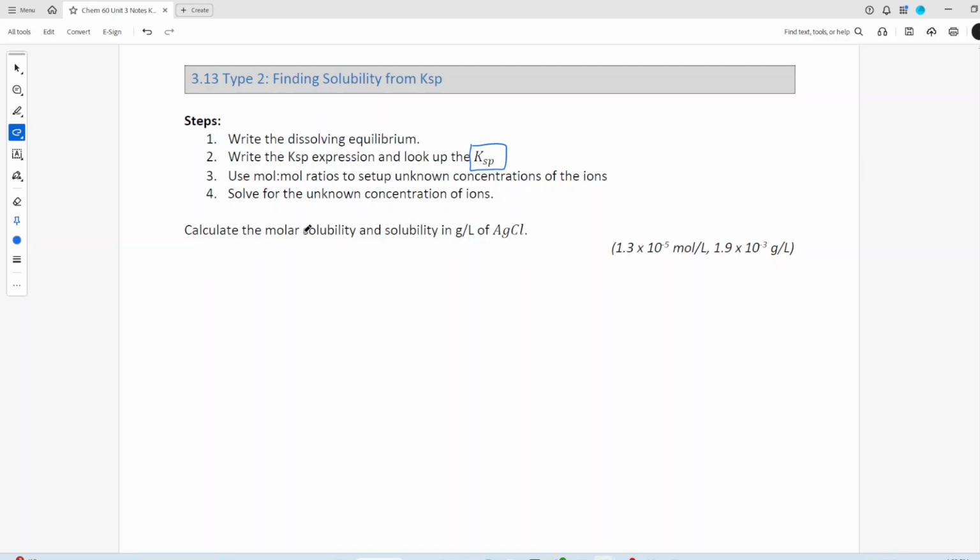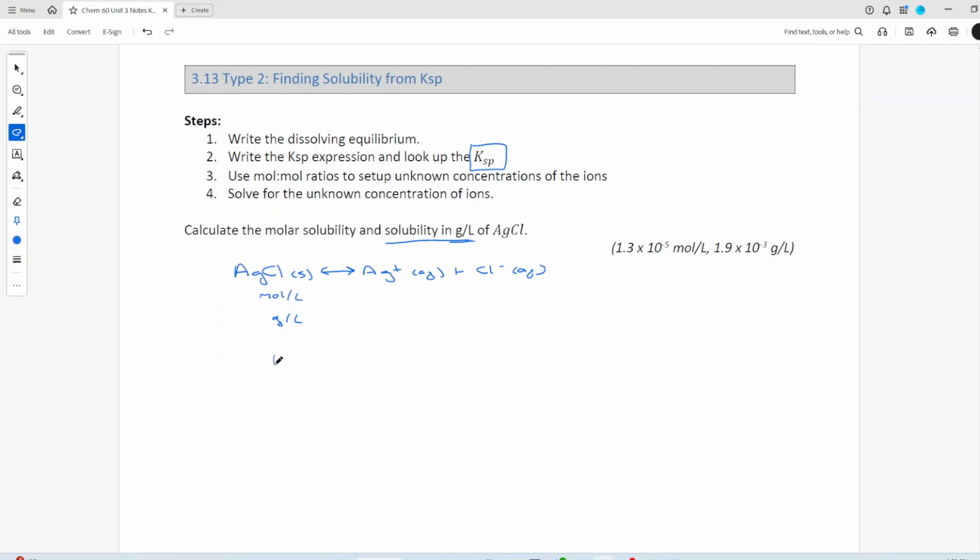So this says calculate the molar solubility and solubility in grams per liter of silver chloride. The first thing I'm going to do is write the dissolving equilibrium. Silver chloride solid is going to dissociate into silver ions and chloride ions. And this is an equilibrium, so it goes both ways. That's all the information they're going to give you. What we want to find is the moles per liter solubility of silver chloride and the grams per liter solubility of the silver chloride.